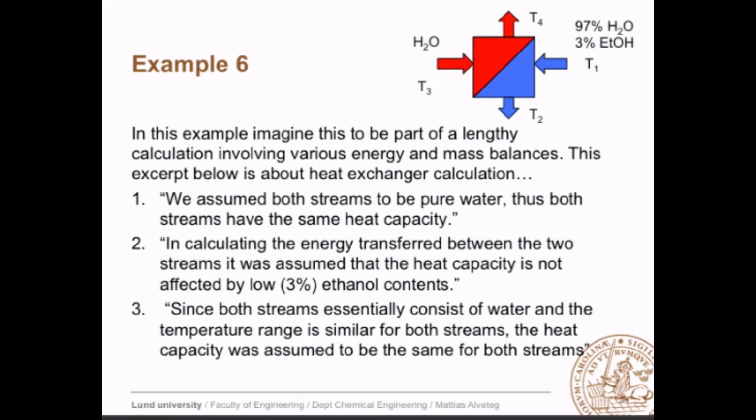Alternative 2. In calculating the energy transferred between the two streams, it was assumed that the heat capacity is not affected by low, that is 3% ethanol contents. Alternative 3. Since both streams essentially consist of water and the temperature range is similar for both streams, the heat capacity was assumed to be the same for both streams.